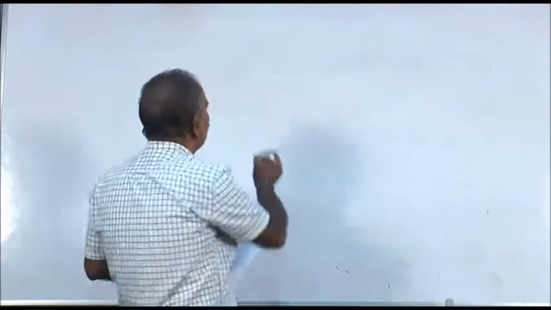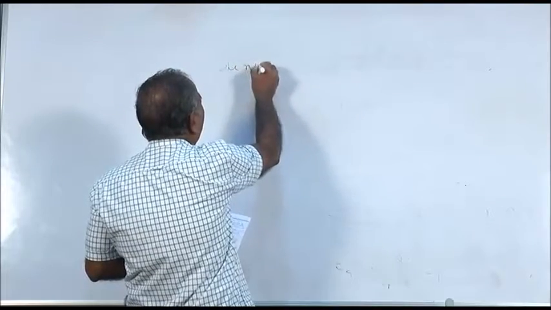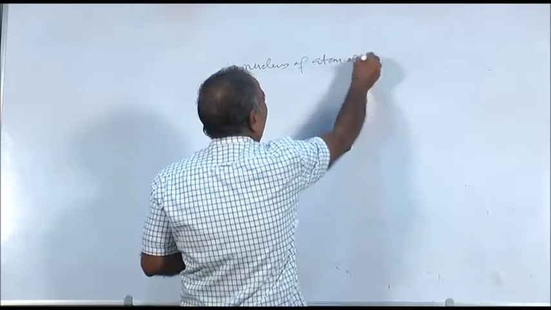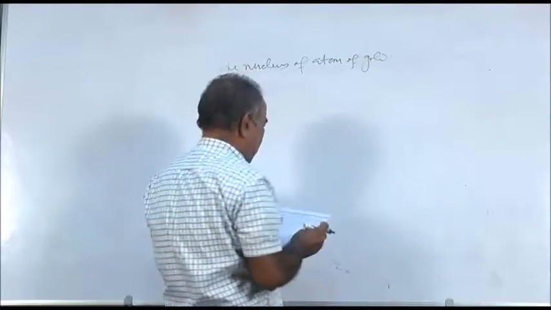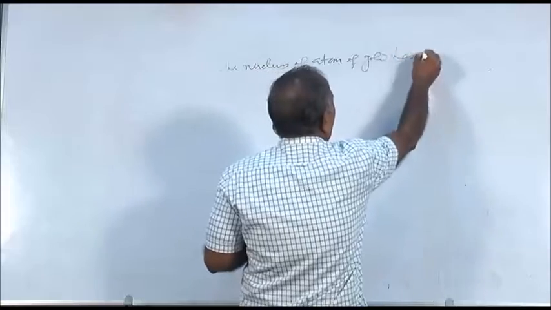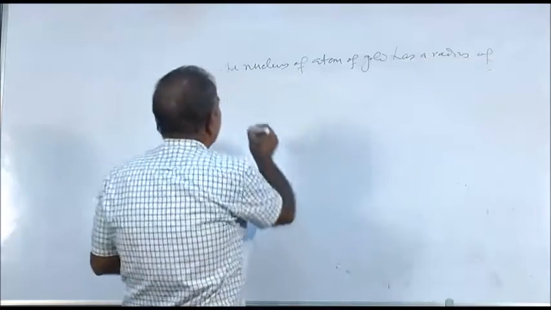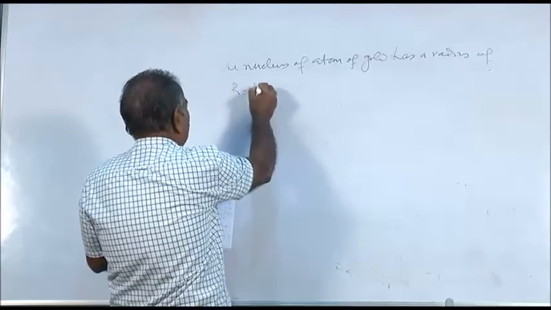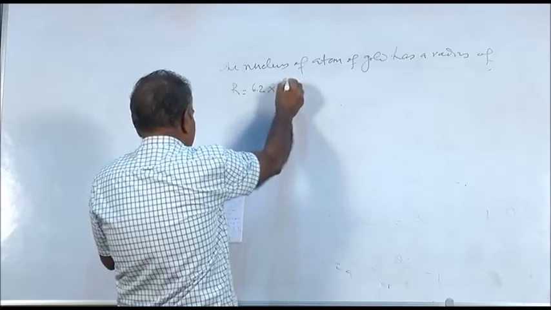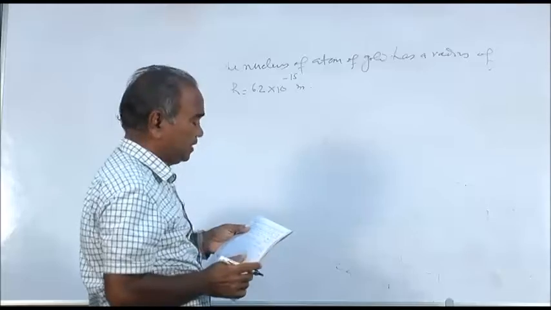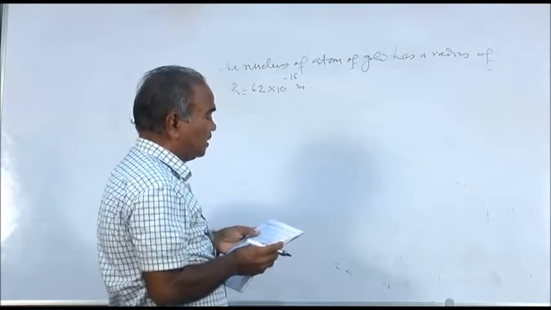The radius of the nucleus of an atom of gold is r, which is equal to 6.2 into 10 to the power minus 15 meter. Find the magnitude of electric field on the surface of the nucleus.